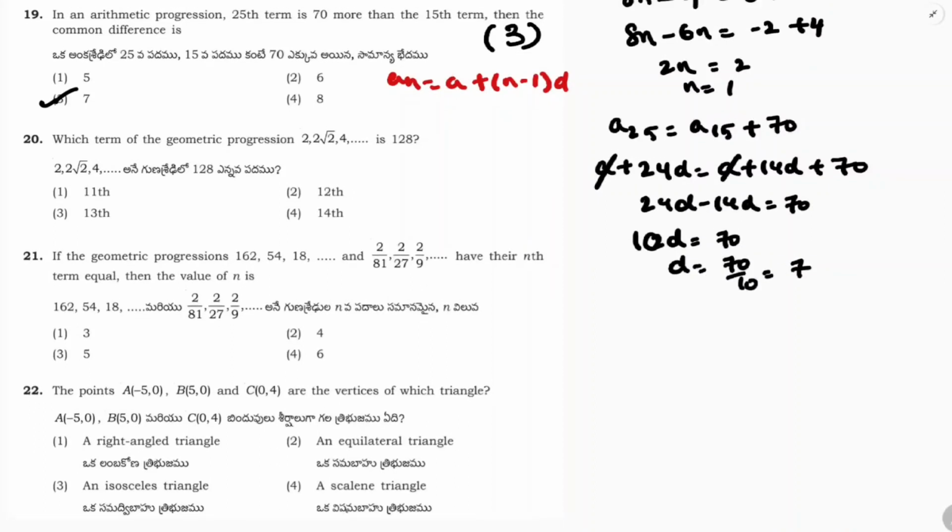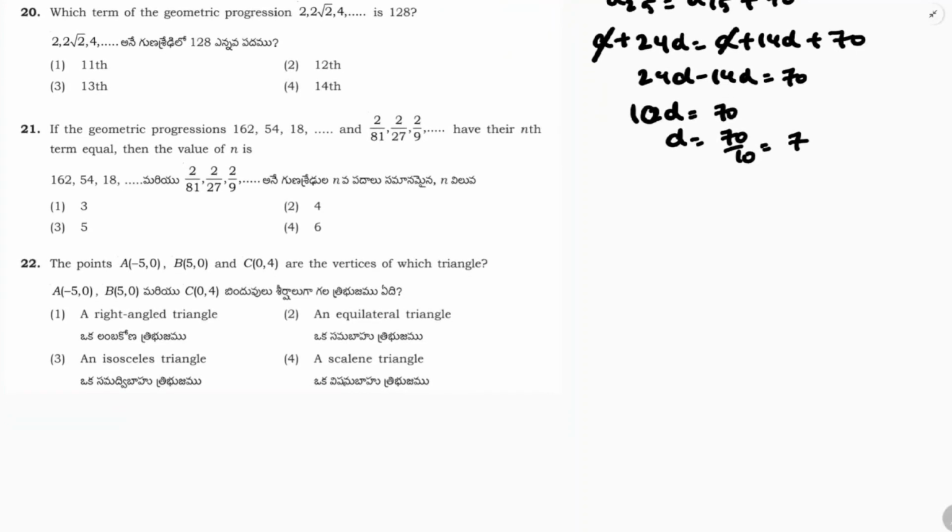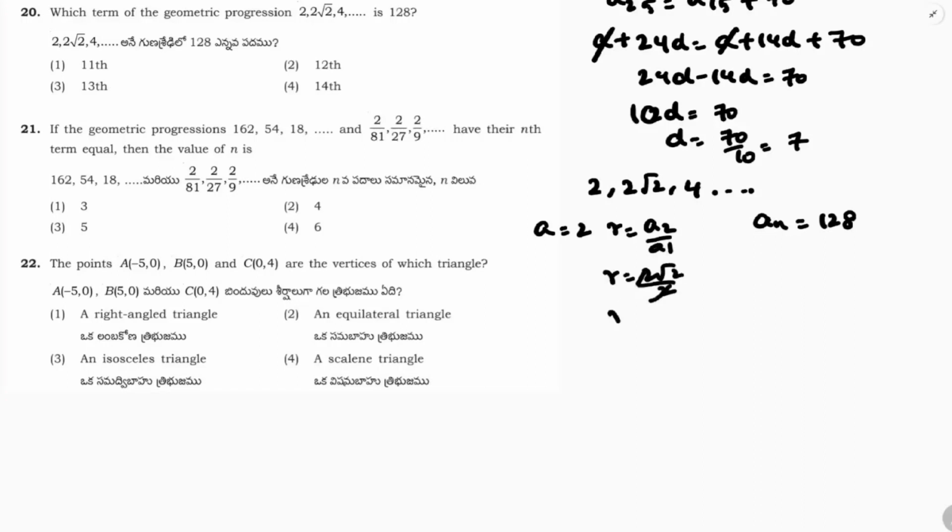Next one. Which term of the geometric progression 2, 2 root 2, 4 and so on is 128? Here an is 128, a is 2. r is a2 by a1, which is 2 root 2 by 2. The 2 cancels, so r is root 2. The an formula is a r power n minus 1, equals 128. So a is 2, root 2 whole power n minus 1 is 128.